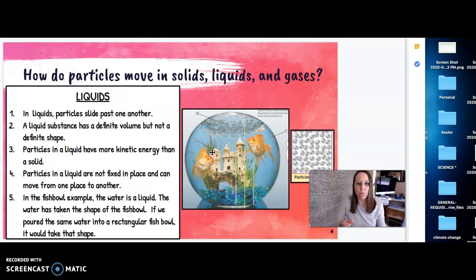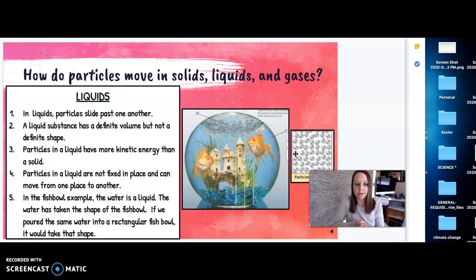Particles in a liquid have more kinetic energy than in a solid. When we add kinetic energy, and oftentimes we can think of this in the form of heat, the molecules speed up and start spreading apart a little bit, getting a little bit farther apart. When they do that, they can slide past one another more freely, and that's why we have a liquid. So particles in a liquid are not fixed in place and they can move from one place to another.